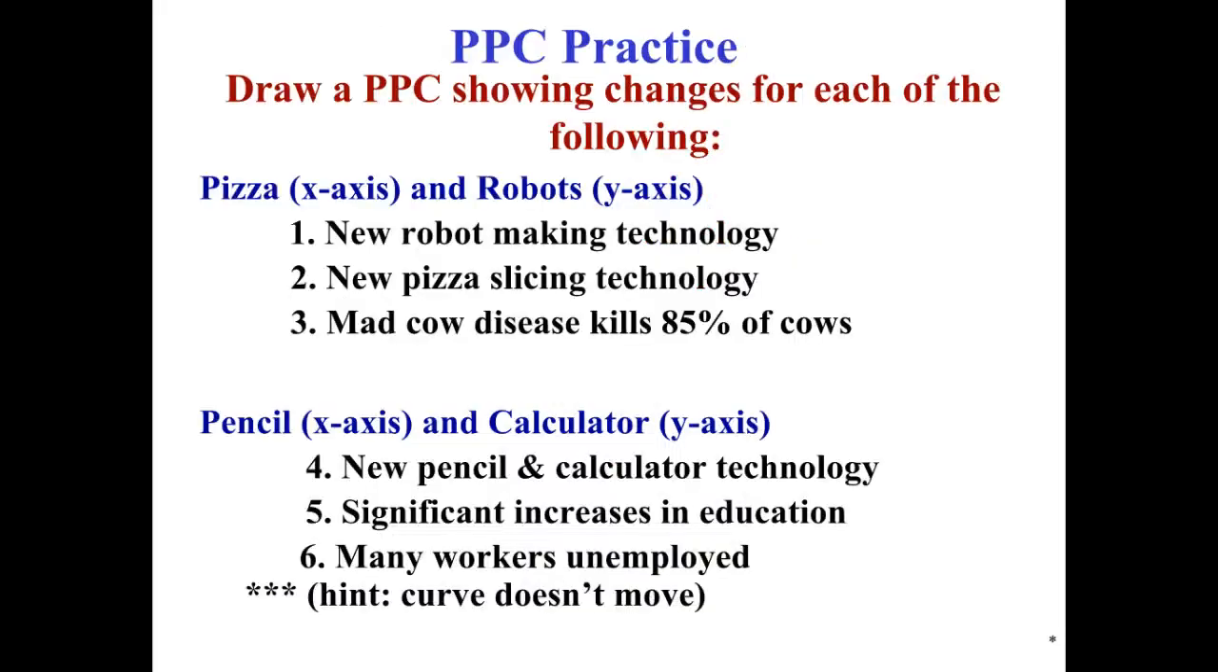So we've got some more practice problems. I'm going to have you draw a few things. You've got 6 different examples, and 3 of them have to do with pizzas and robots, and the other 3 have to do with pencils and calculators. So go ahead, hit pause, and draw these 6 curves, and when you're ready to check your answers, go ahead and hit play.